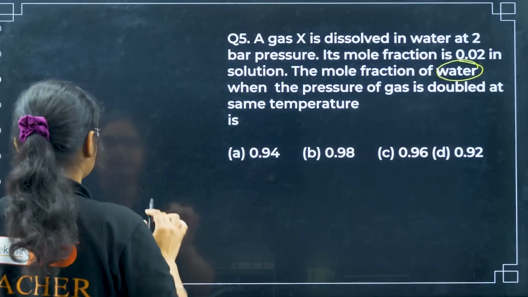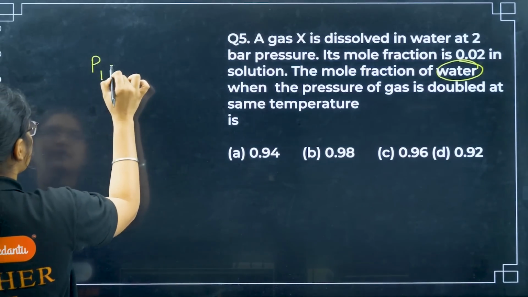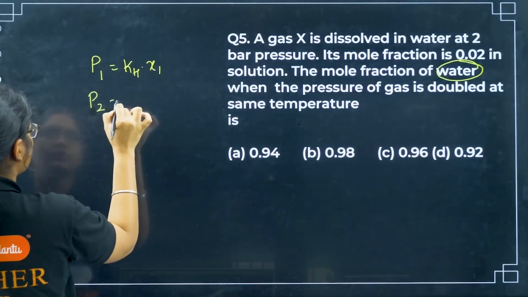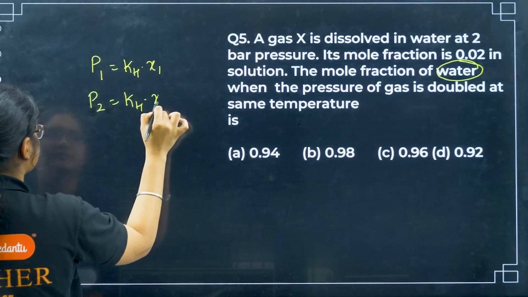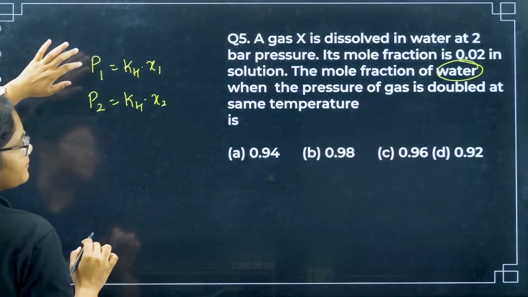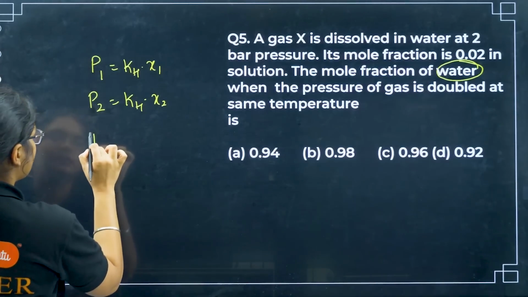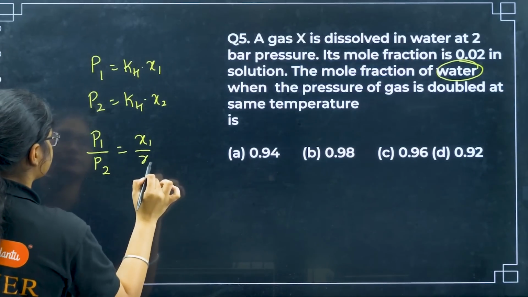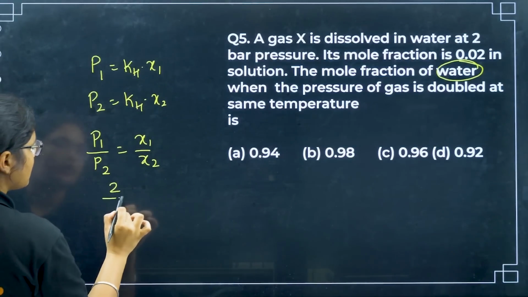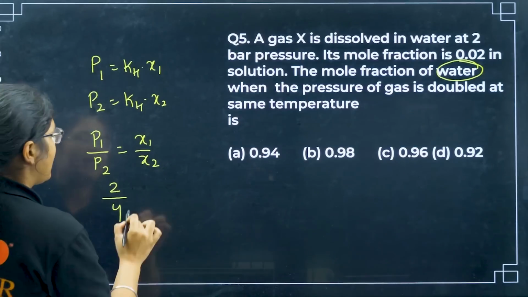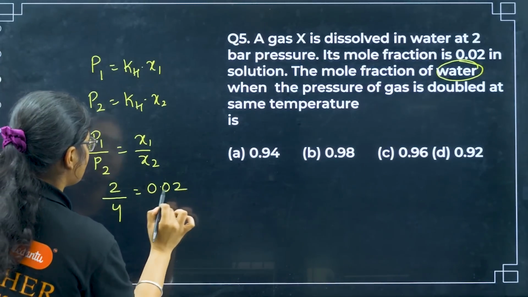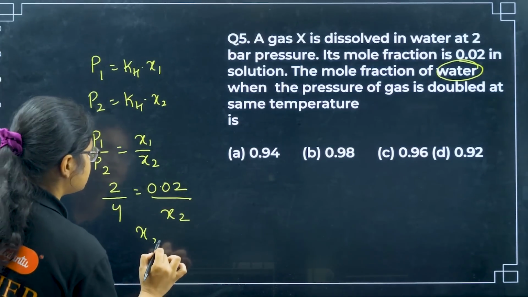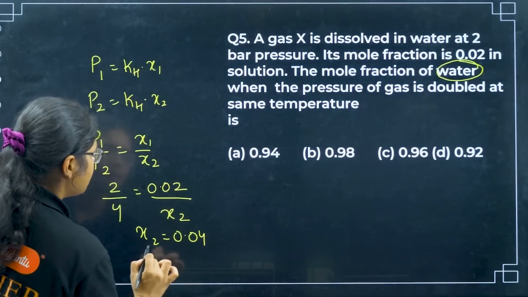Okay, so see, we have this formula. So I can write P1 is equal to KH into X1, P2 is equal to KH into X2, right? Now initially the pressure was how much? So I can write down the relation P1 by P2 is equal to X1 by X2. P1 was 2 bar, now if I double it is 4. Right, and here it is 0.02, so I have to find X2. So if I solve this, you will get X2 is equal to 0.04.